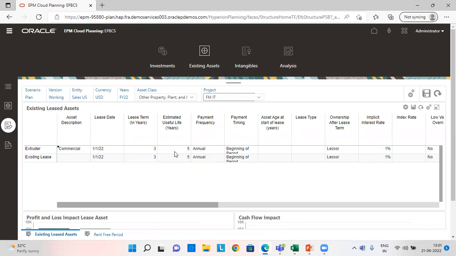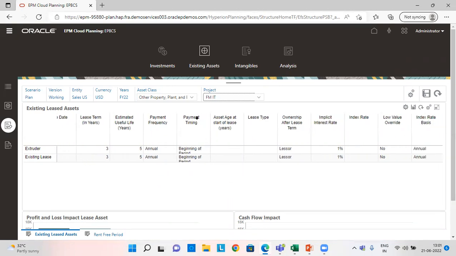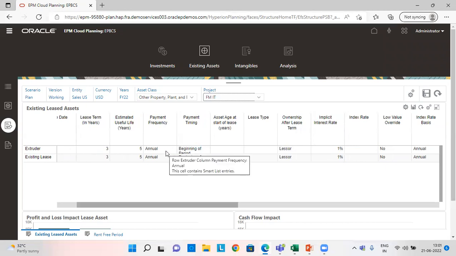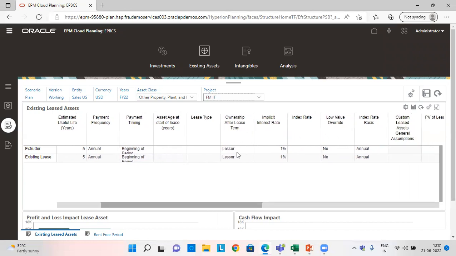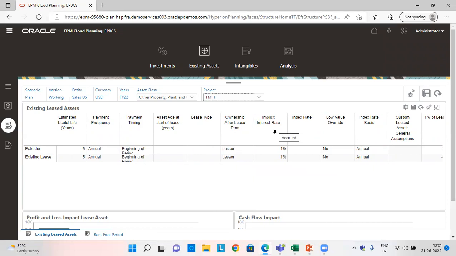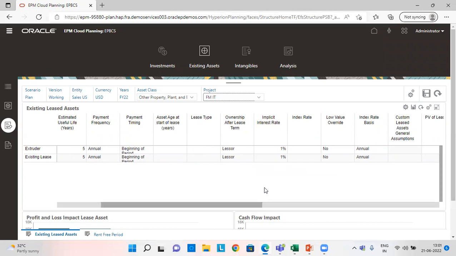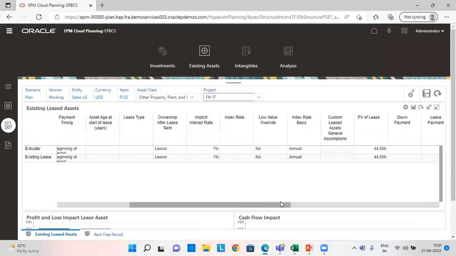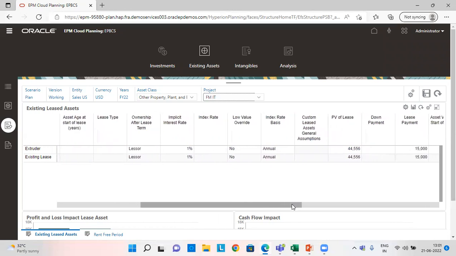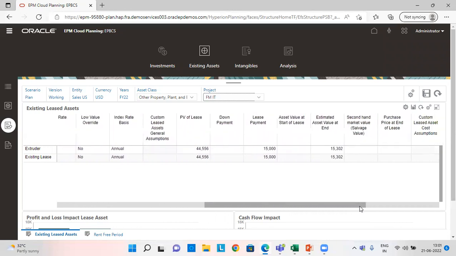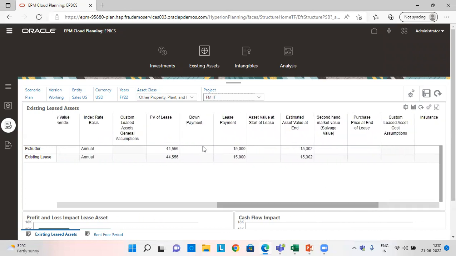The lease term is 3 years, but the estimated useful life of the extruder is 5 years. Payment frequency is annual, and the payment timing is at the beginning of the period. Ownership after the lease term will be of the lessor. Our implicit interest rate, which we talked about in the formula, is 1%. There is no low value override. Index rate is annual. These are the values which are coming, and we are going to validate these figures with the formula which we just discussed.